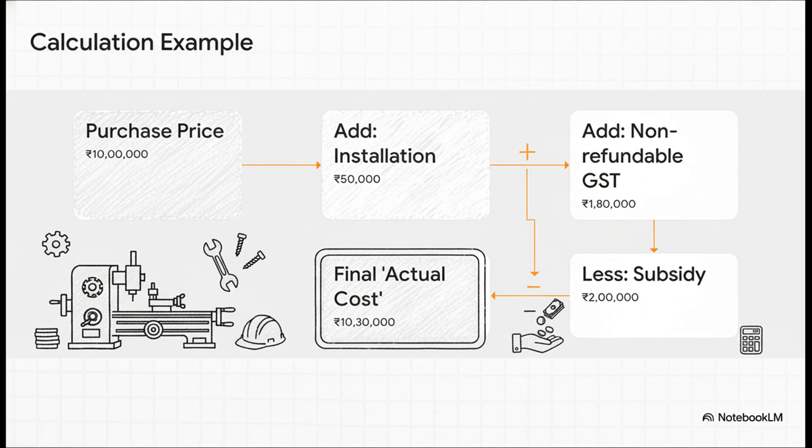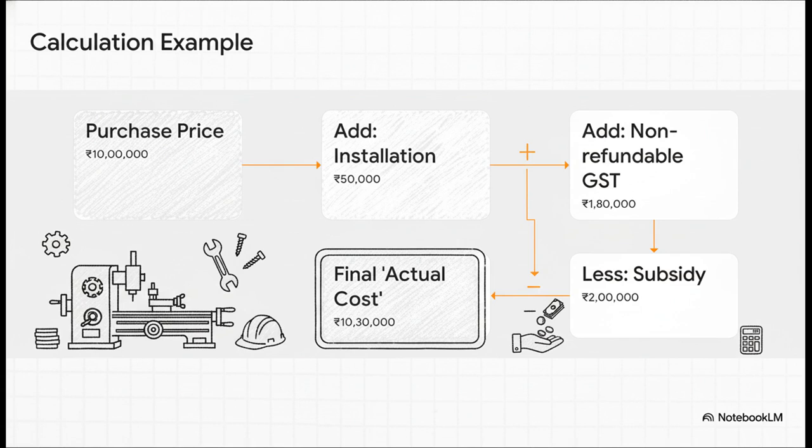Your business buys a piece of machinery for 10 lakh rupees. That's our base cost. Then you spend 50,000 on installation and pay 1,80,000 in non-refundable GST. Both of these are essential costs to get the asset working, so we add them in. That brings our total up to 12,30,000.